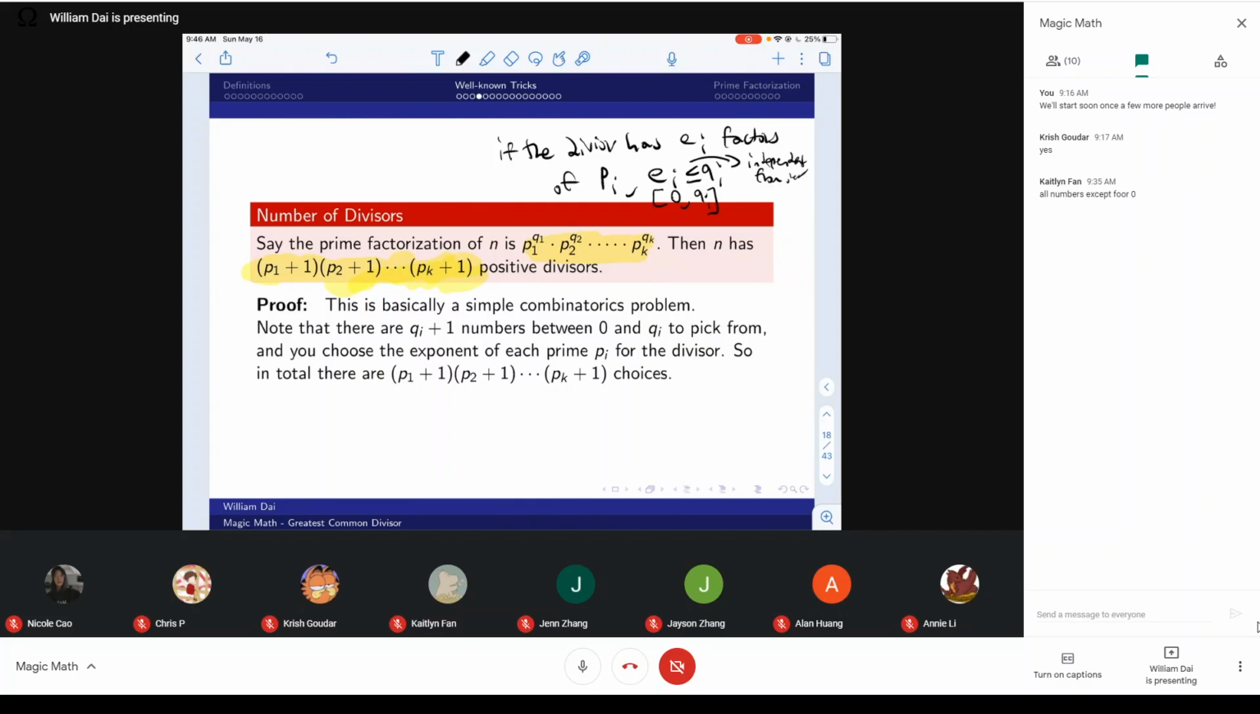So for each prime p_i, we can choose the exponent in the divisor independently. There are q_i plus 1 choices for each. Oh shoot, this should say q here instead of p. Anyways, we can multiply all of these choices together because they're independent.